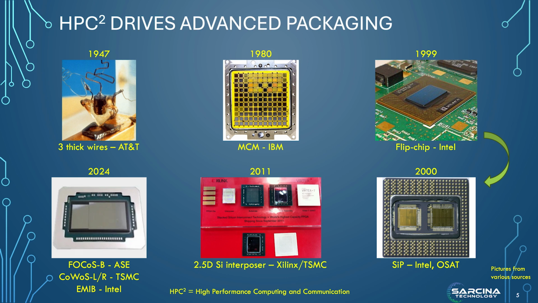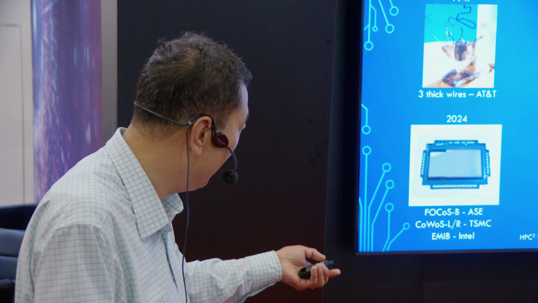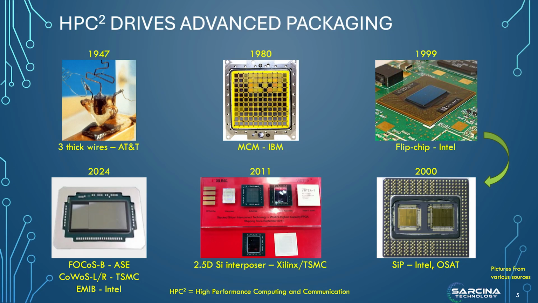1999, Intel used the organic flip chip substrate to replace the very expensive ceramic substrate. 2000, Intel put 2 microprocessors side by side inside a package to increase the performance of its server chips. And then they used stacked dies for cell phone applications in 2000. At 2011, Xilinx and TSMC did 2.5D silicon interposer. This becomes very famous. That becomes the foundation of today's high performance computing devices.